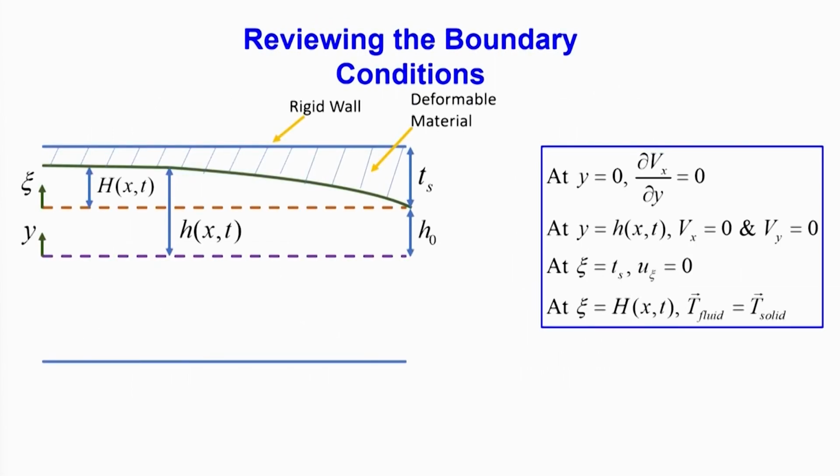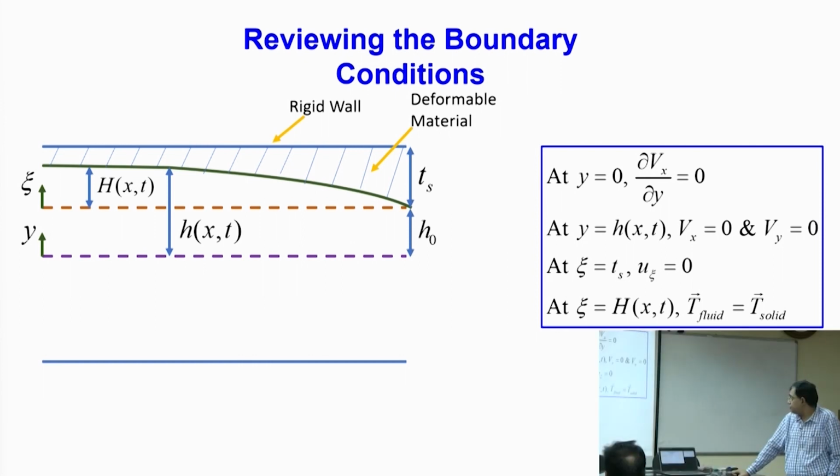So, now for that we review the boundary conditions. We have used the boundary condition at y equal to 0, your velocity gradient 0. At y equal to h, which is basically zeta equal to capital H, you have Vx equal to 0 and Vy equal to 0, no slip, no penetration. At zeta equal to Ts, you have u zeta equal to 0, it is a rigid wall like the glass plate, there you have no displacement, and at zeta equal to capital H you have the continuity of traction or stress, right.